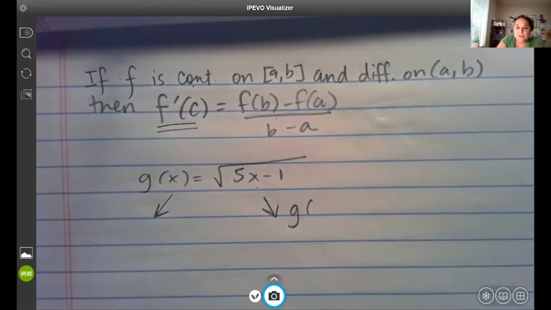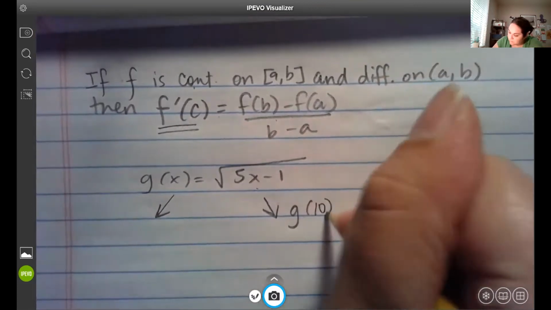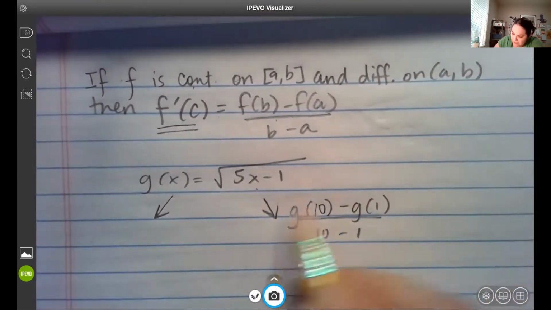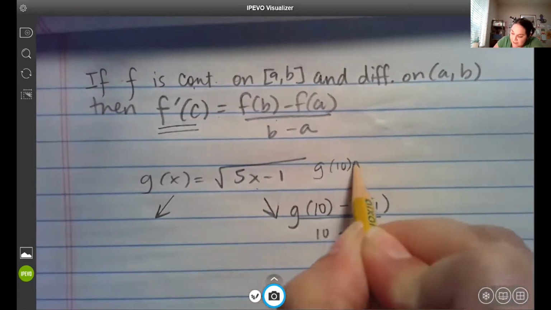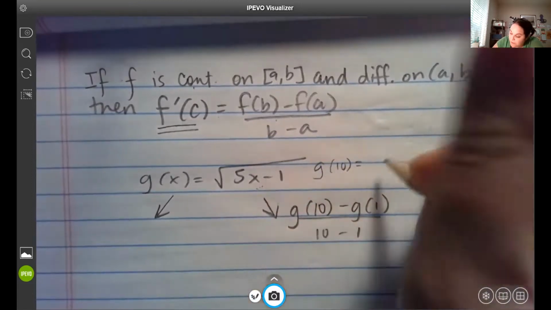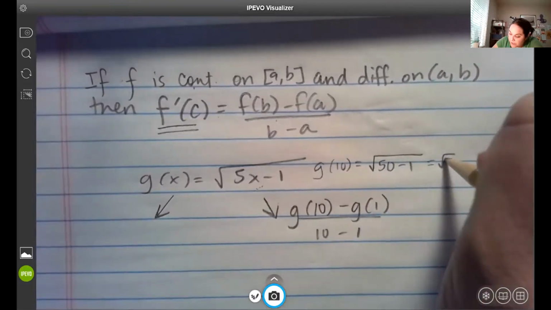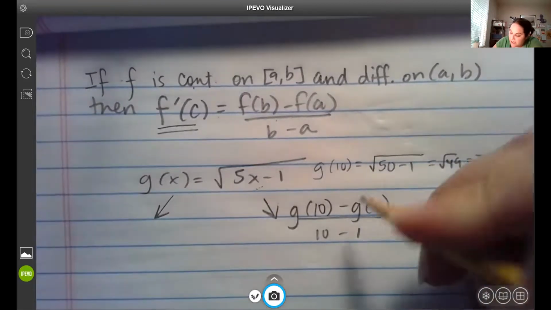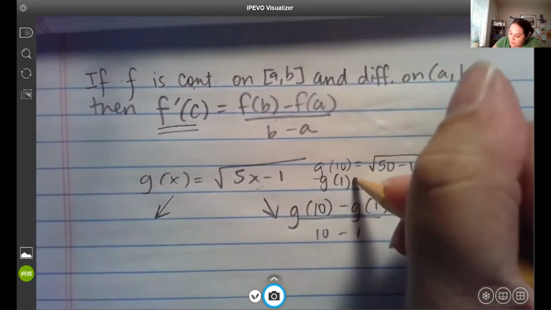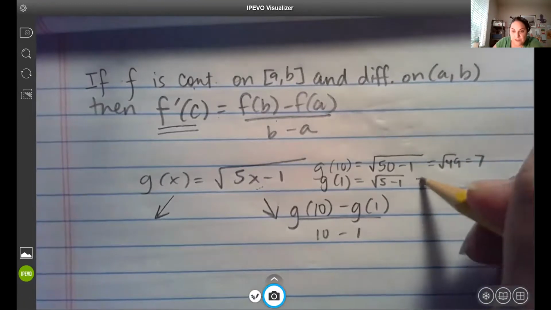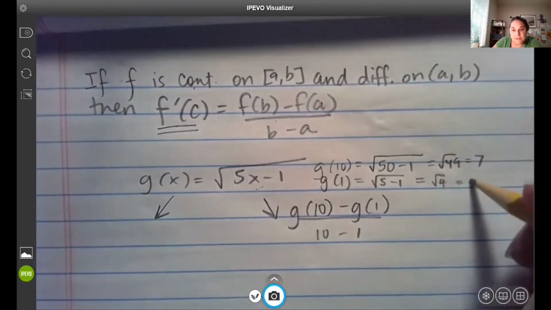So g of 10 minus g of 1 all over 10 minus 1. And when I sub in 10, I'm going to sub it into the given equation. So that's going to give me 50, take away 1, and that's root 49, which is 7. I also need to know what the value of g of 1 is. Subbing in 1 is going to have 5 minus 1 under the root. That's going to give me root 4, and that's going to be 2.